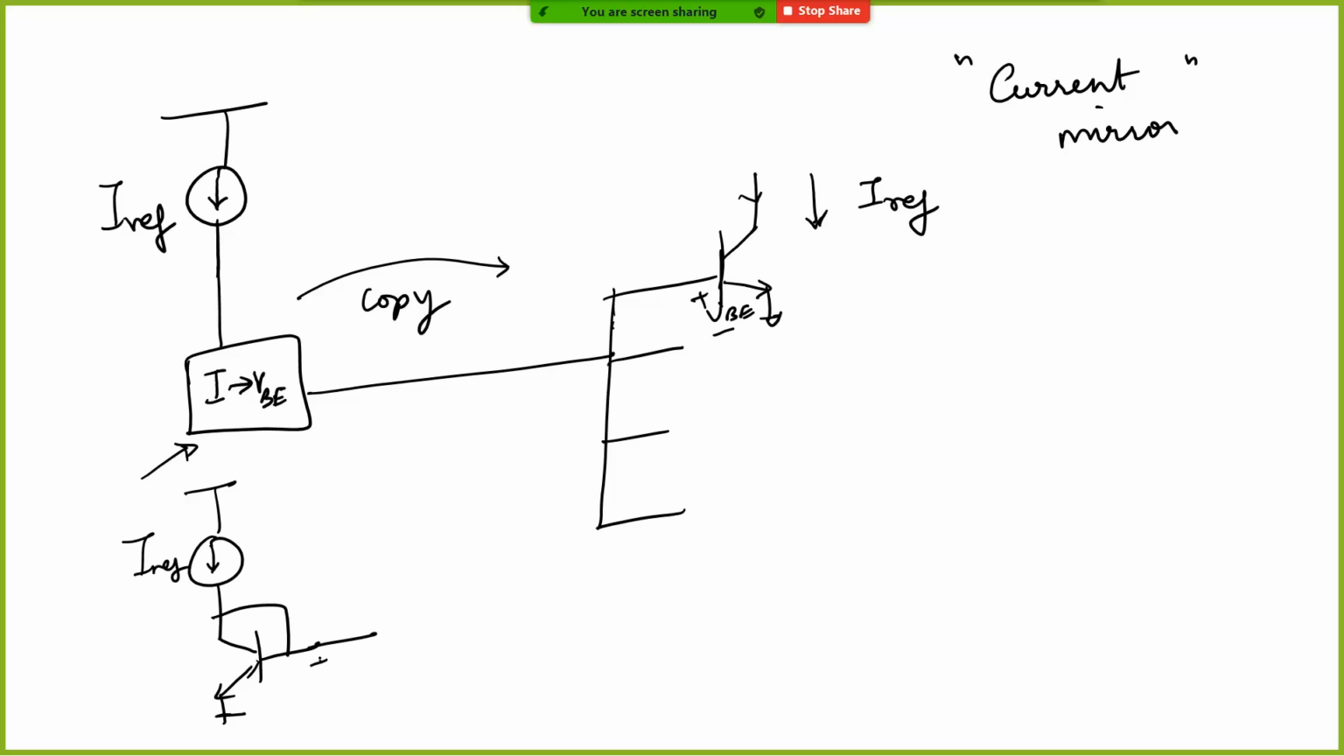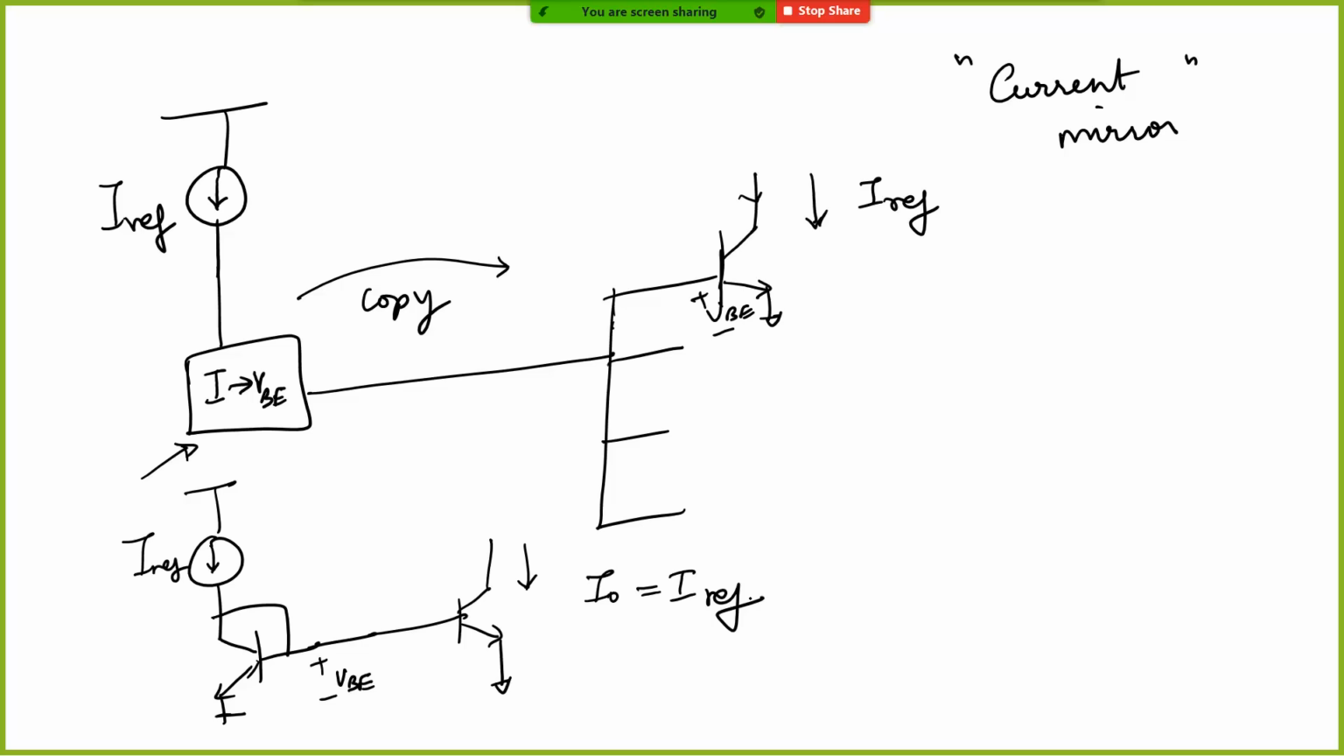This VBE automatically is adjusted such that it supports this IREF. Now if you take this and give it to another transistor, nominally you will say that I naught is equal to I ref. And the output impedance of this current source is nothing but the output impedance of your BJT, which is R naught. And if it is fairly high, then it is pretty good.